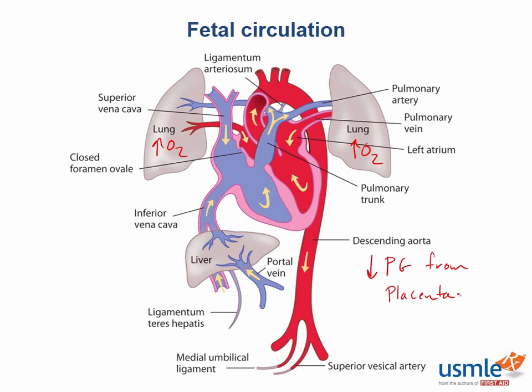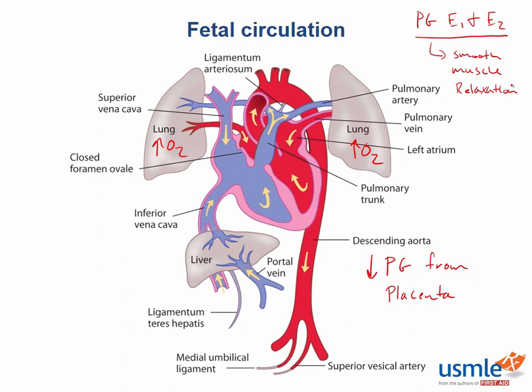Also, cutting the cord leads to a huge decrease in circulating prostaglandin E2, which was coming from the placenta. It's important to remember that prostaglandin E1 and E2 both cause smooth muscle relaxation. And it's prostaglandin E2, which comes from the placenta, that significantly decreases after the cord is cut.